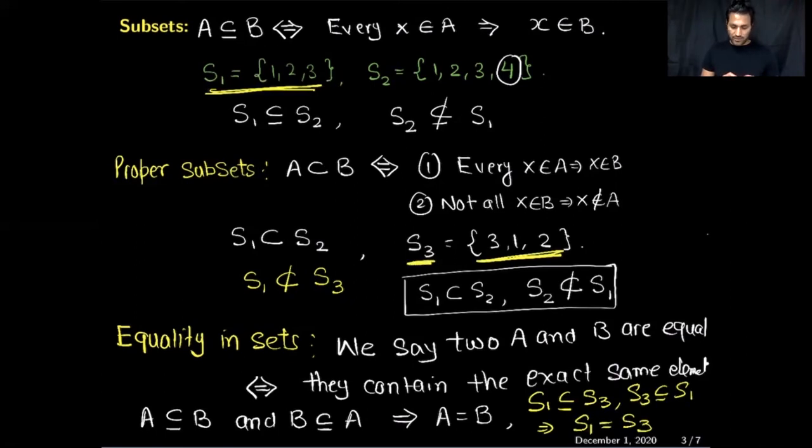And S1 and S2 will not be the same set because S2 has one element which does not belong to S1. So S1 is not equal to S2. So this is the inequality of these two sets.